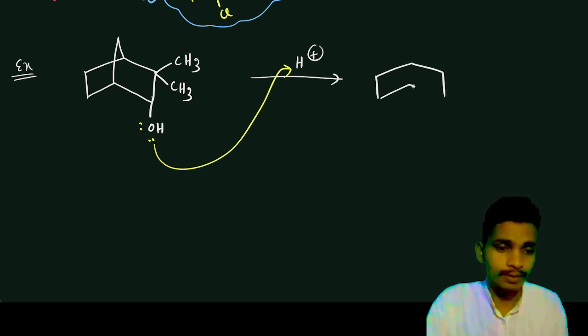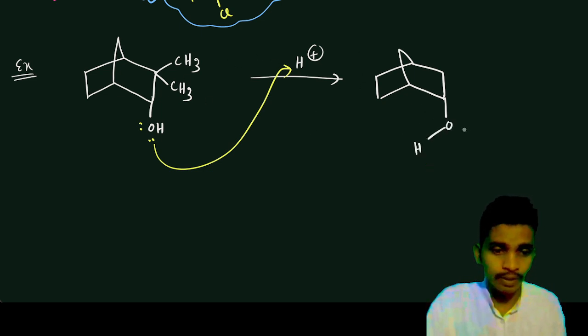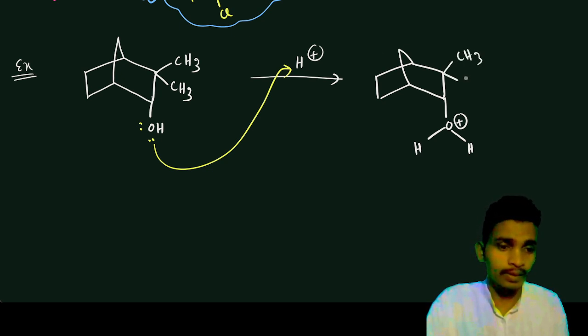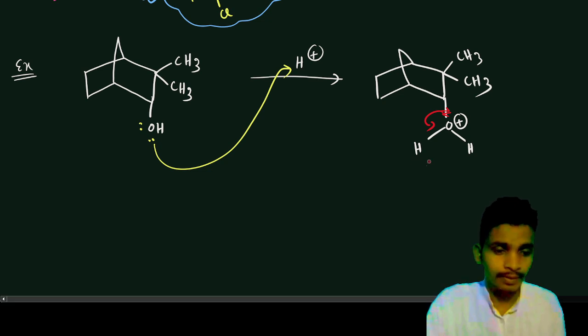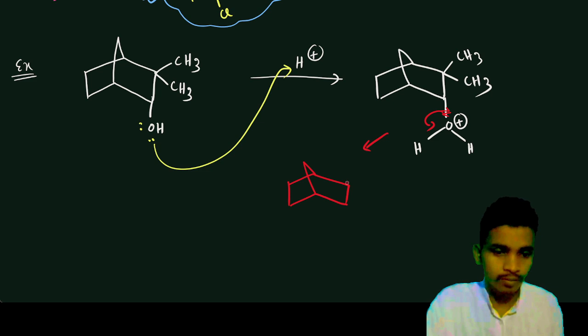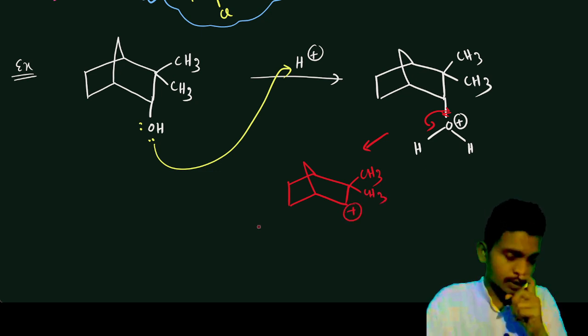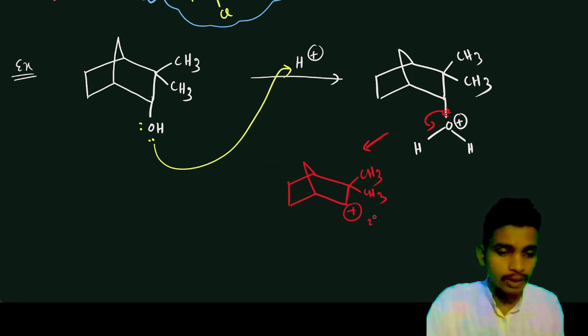Here O is there, so one lone pair is set to here, so this is going to be H, and now here we have the positive charge, and here we have CH3 and here CH3. Now the same thing will happen: this water will leave by taking these electrons. So here you will get a positive charge, here CH3, here CH3. Now what will happen? This is a 2-degree carbocation in an acidic medium.